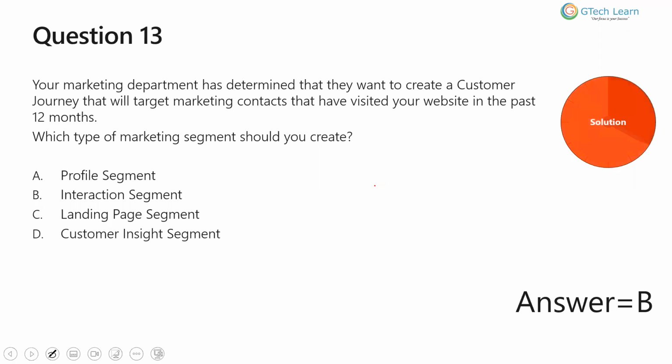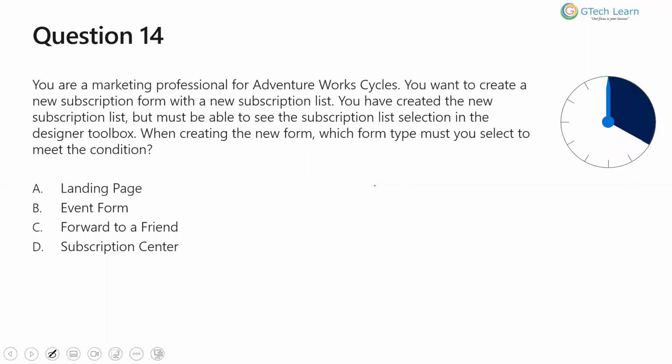Okay, so option B is going to be the right answer, that is interaction segment. The next question we have in line is: you are a marketing professional for Adventure Works Cycle. You want to create a new subscription form with a new subscription list. You have created the new subscription list, but must be able to see the subscription list selection in the designer toolbox. When creating the new form, which form type must you select to meet the condition?